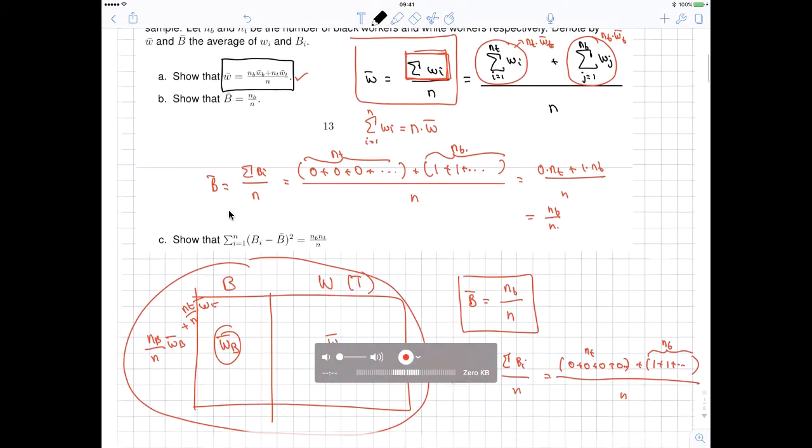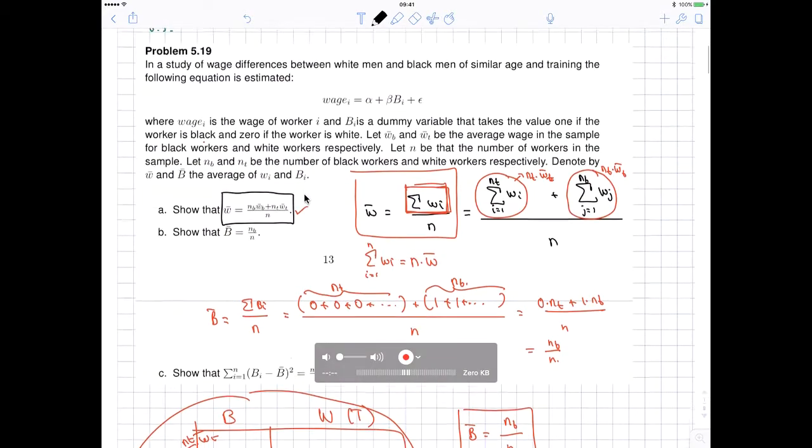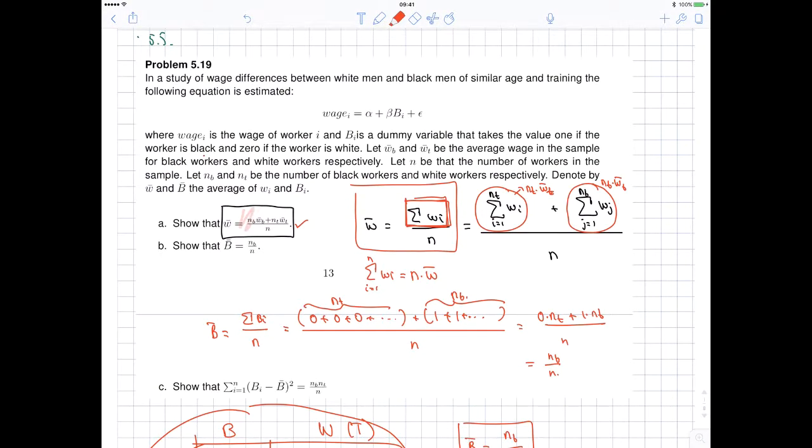Okay? Another way that you could have seen that is imagine that you have a sample. You split it into two parts, black and white. You have some average for the black and some average for the white. What is the average of the whole sample? It is the proportion of black times the average of black plus the proportion of white times the average of white. And effectively, that's what this is, right? Another way that you could have rewritten this is as NB divided by N times WB bar plus NT divided by N times WT bar. So you could have looked at those proportions.